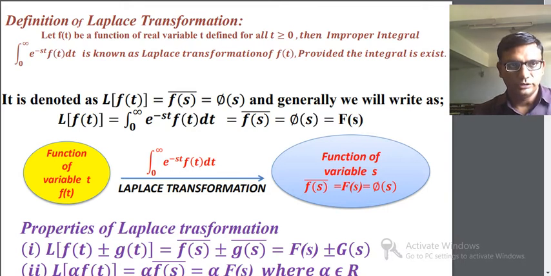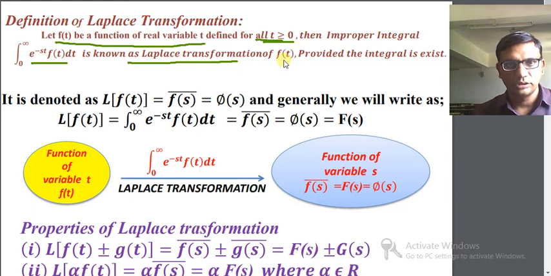First of all, let us start with the definition of Laplace transformation. Let f(t) be a function of real variable t, and it is defined for all t greater than or equal to 0. Then the improper integration from 0 to infinity of e raised to minus st f(t) is known as the Laplace transformation of function f(t). Here we assume that the integral exists. Its existence condition we will see later.